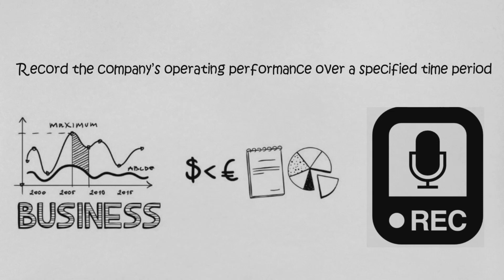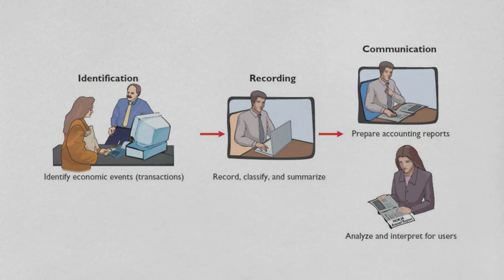Okay, now we know what accounting is and what it's for, we might want to look at what it's made of. Accounting consists of three basic activities. It identifies, records, and communicates the economic events of an organization to interested users. In order to clearly understand each of the basic activities, it's better for us to go along with an example.